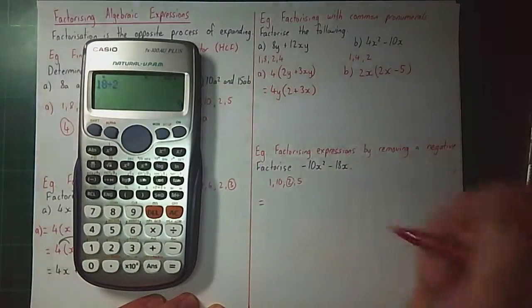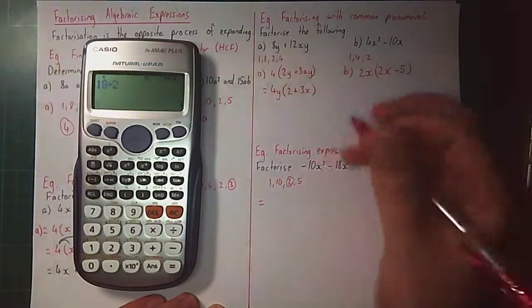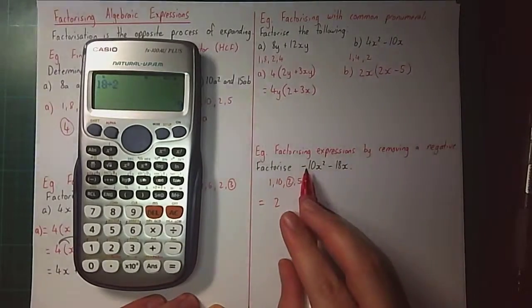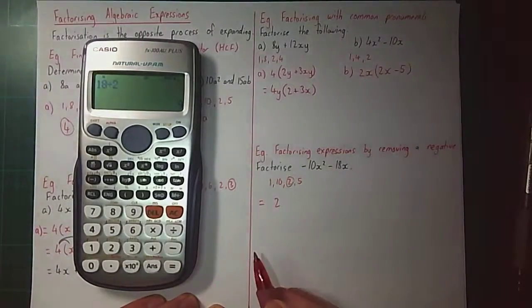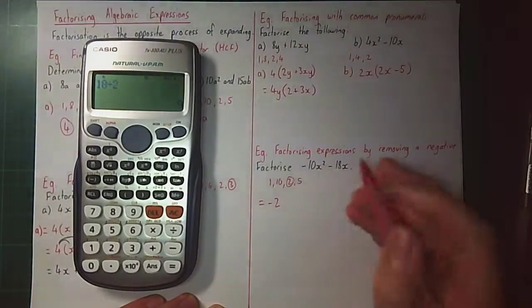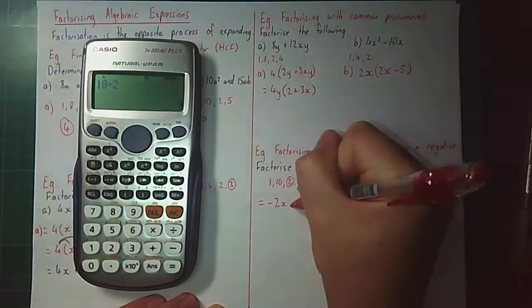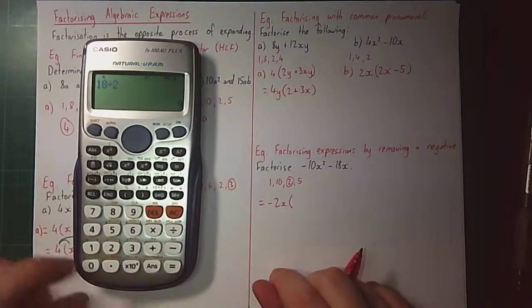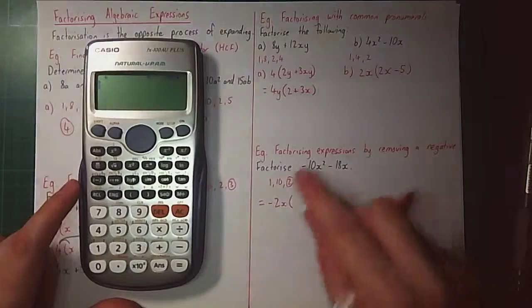So the way we can answer this, we'll have 2 on the outside. You notice I left a gap because there's a negative in both of these. So I'm going to take that out as well. And there's also a common x. So I'm going to take that out as well. So there's lots of things that we're factorising out of this expression. Now, let's take it through the processes.